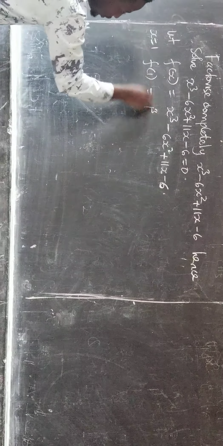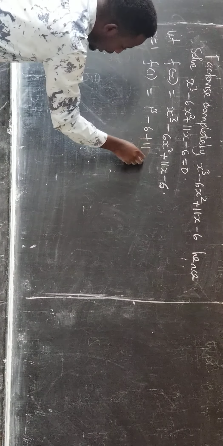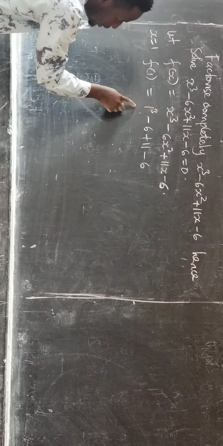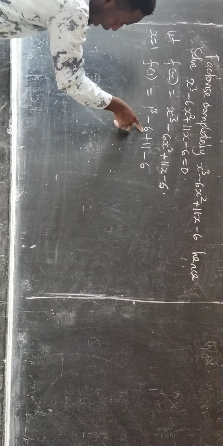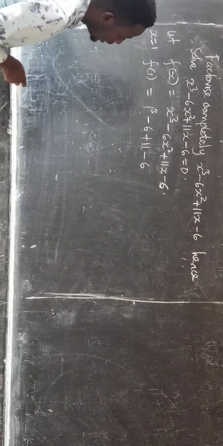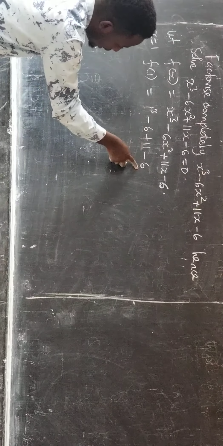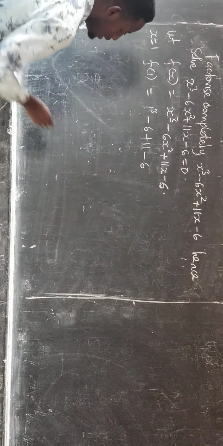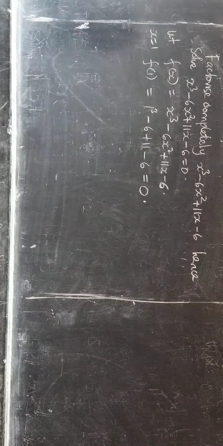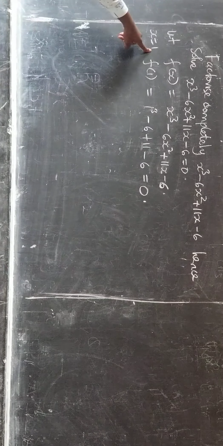This will be 1 cubed minus 6 plus 11 minus 6. But of course you see clearly that this is going to be 1 plus 1, that will be 12. Then you have 6 minus 6 minus 6. That will also be 12. And that one still will give me what? Will give me 0. That means 1 is actually a root of the equation.